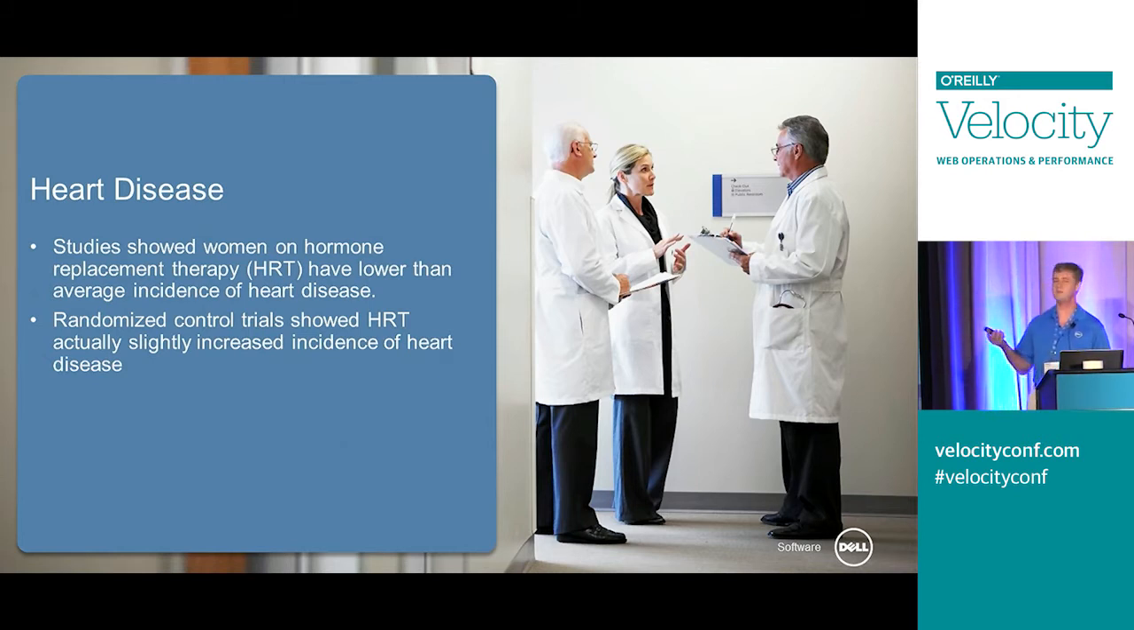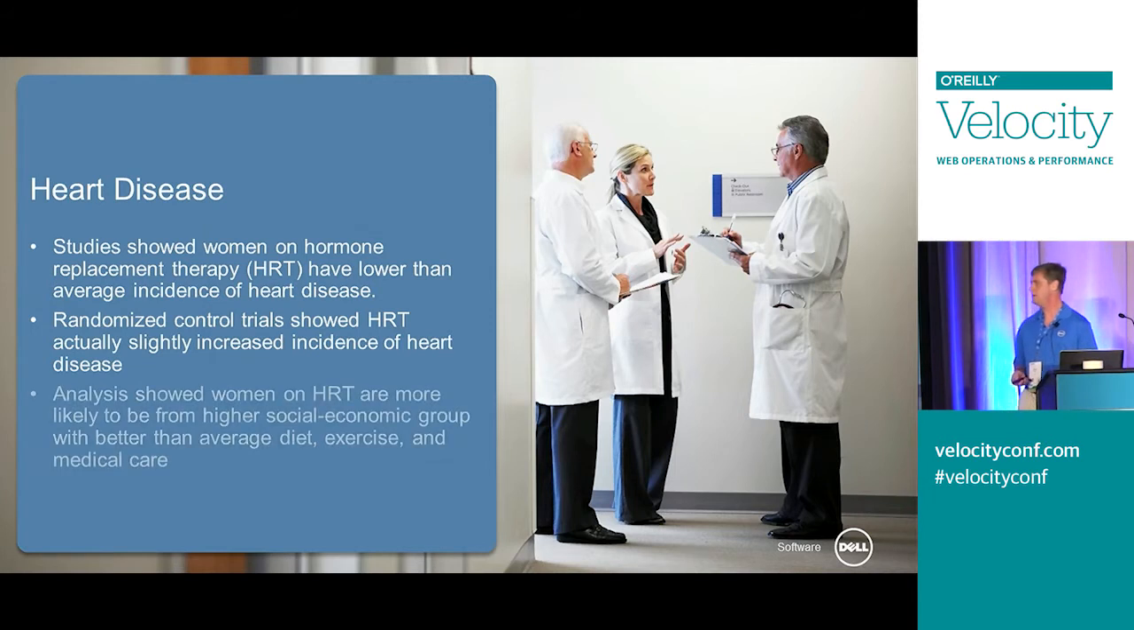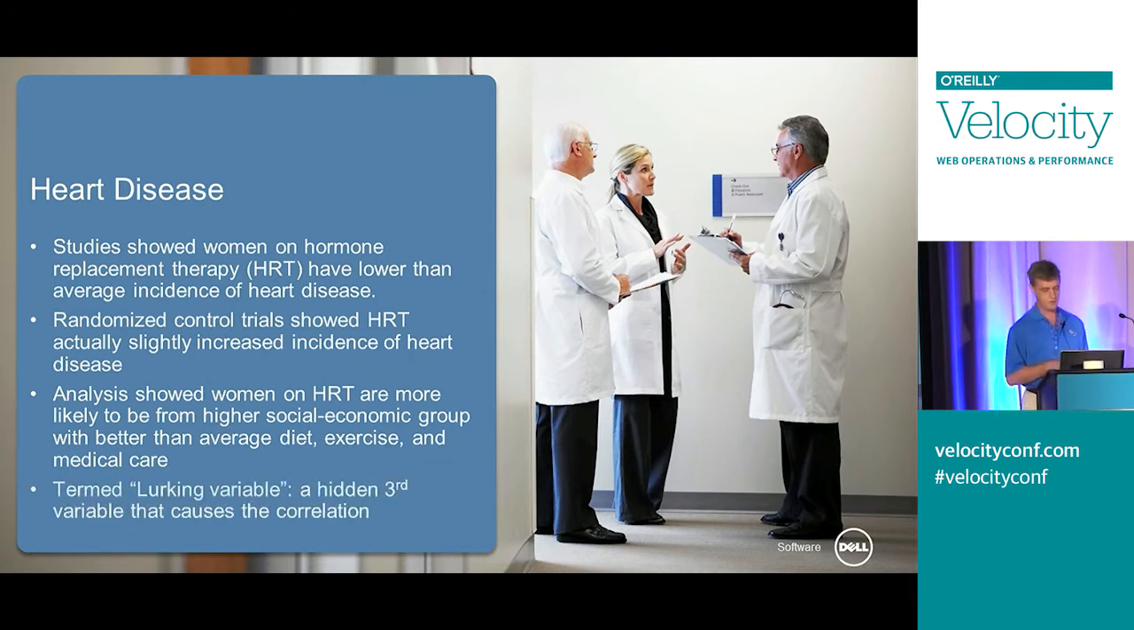So they're trying to think, well, how did these come up with such different answers? As they looked through all the detailed data, they figured out that this was a choice. The women taking this therapy were from a different group. They tended to be from a higher socioeconomic group, and tended to have better diet, better exercise, and better medical care. Those things were responsible for the difference, not the actual therapy. So there's a term for this. They call it a lurking variable. It's a hidden third variable that causes the correlation. And we've got to be really careful on this, especially in complicated systems like the human body, like the computer systems that we try to manage.